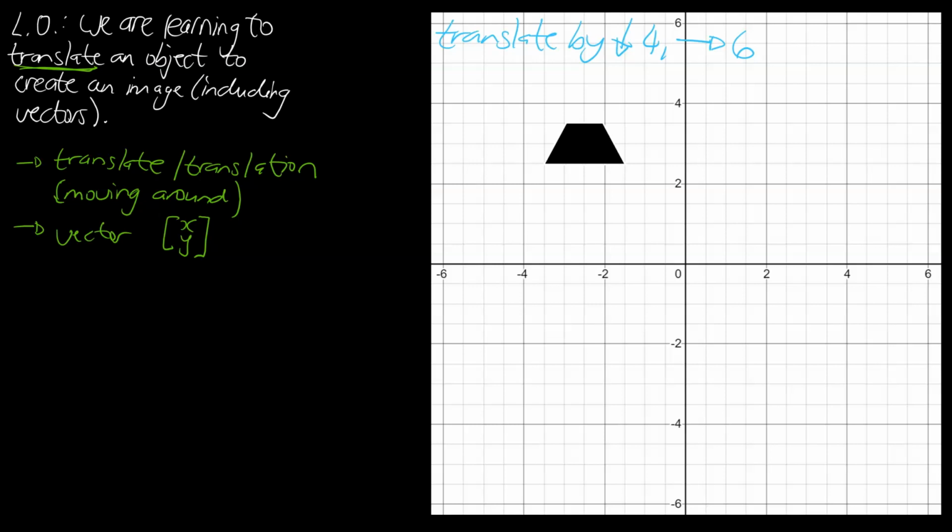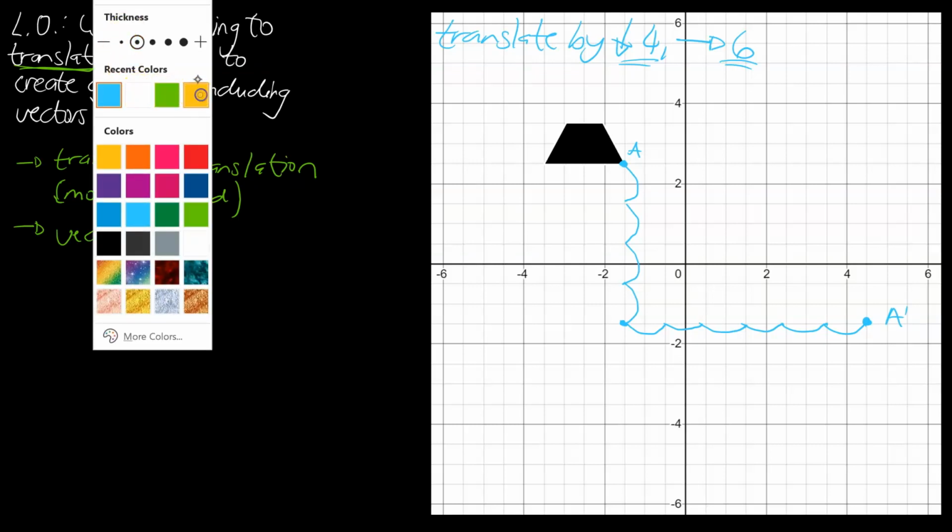So what I like to do is start by identifying a corner. I'm going to call that A, and we're going to follow those instructions. Remembering that these are 4 units, not 4 boxes. So we're going to go down 4: 1, 2, 3, 4. And that's going to finish us off here. And then we're going to go across 6: 1, 2, 3, 4, 5, and 6. So that means we've moved point A all the way over here to create point A dash.